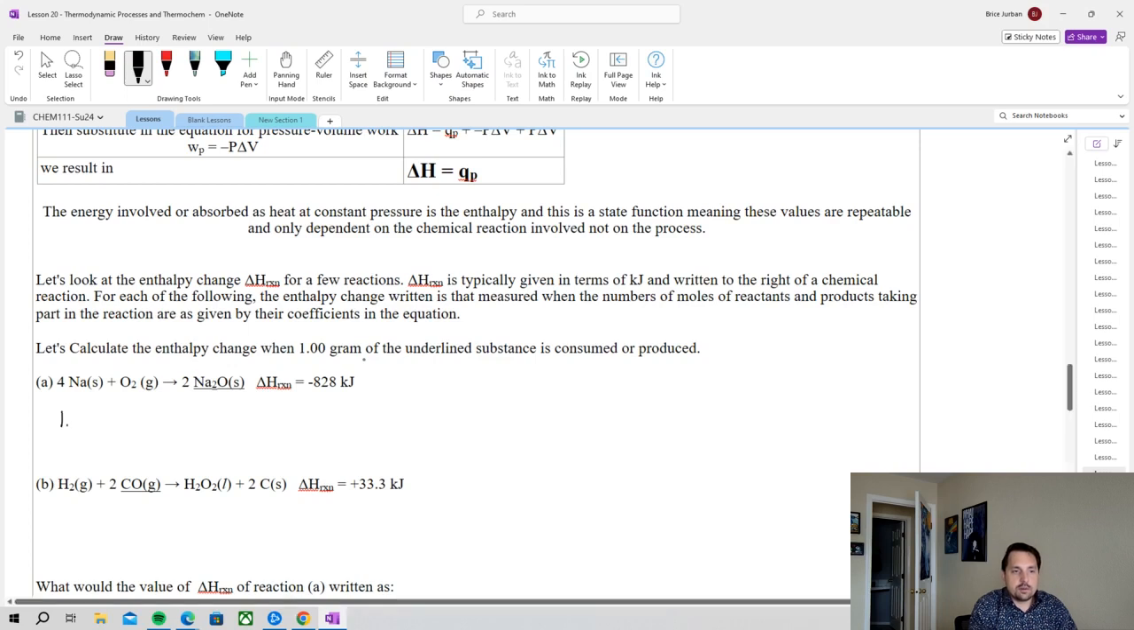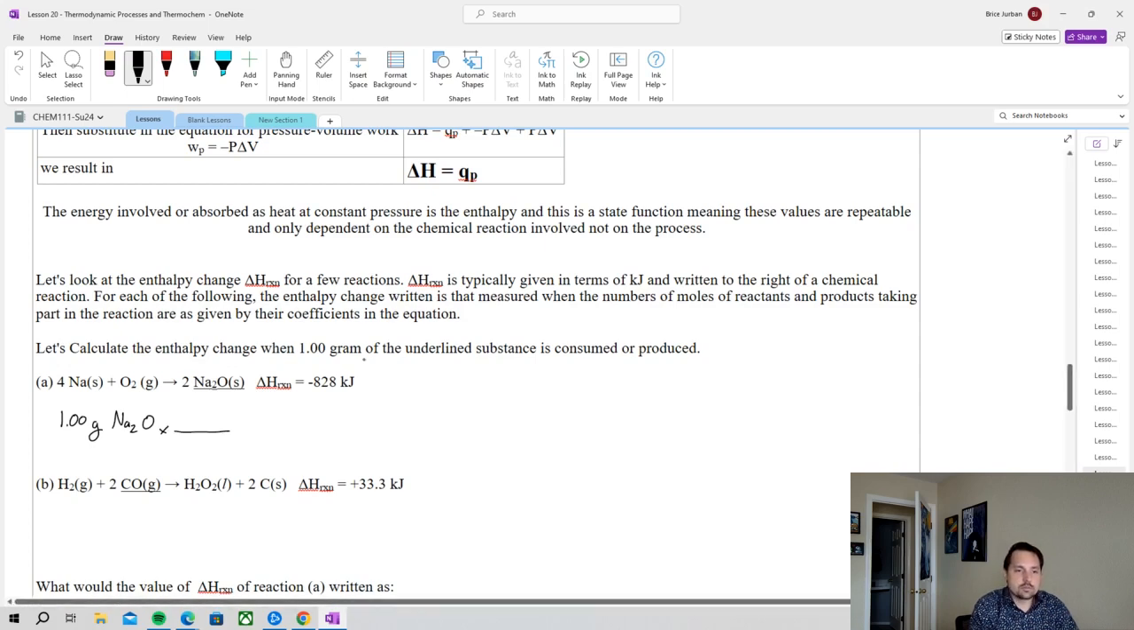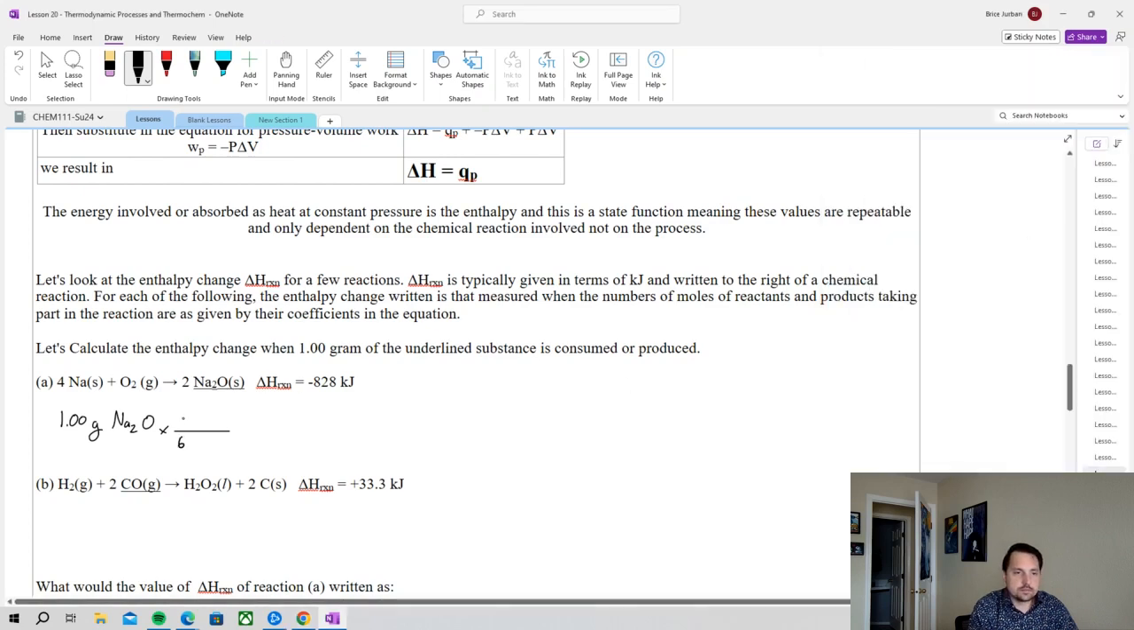Okay, so let's start off by trying to find this enthalpy change. We have 1 gram of the underlying substance, that would be sodium oxide, Na2O. And in order to figure these enthalpy changes out, I need to put them into terms of moles. Okay, so let's find the molar mass of sodium oxide. That's 61.98.